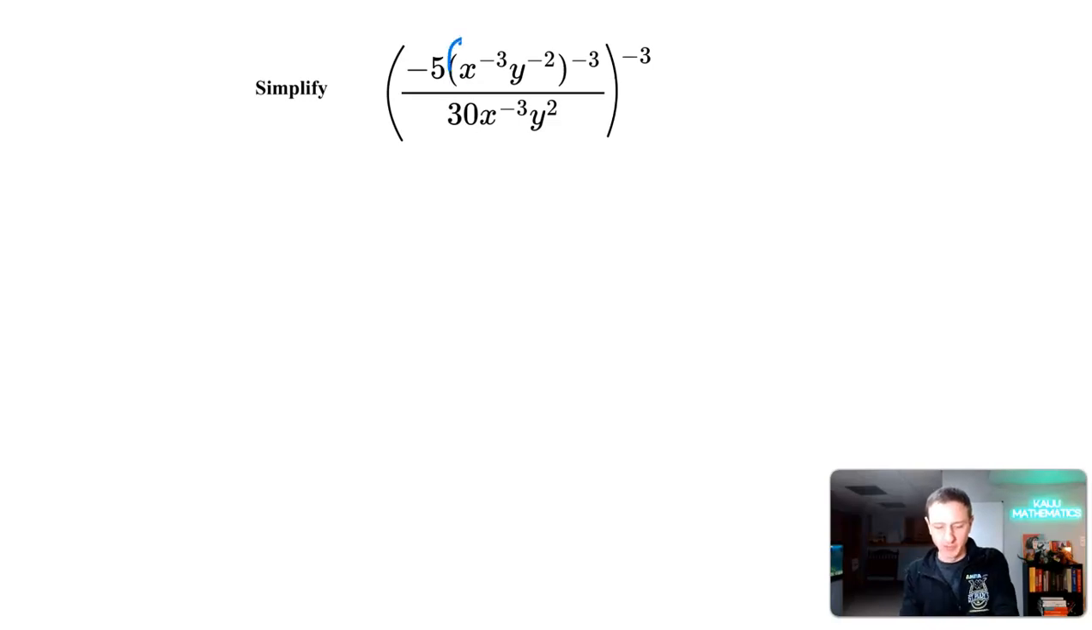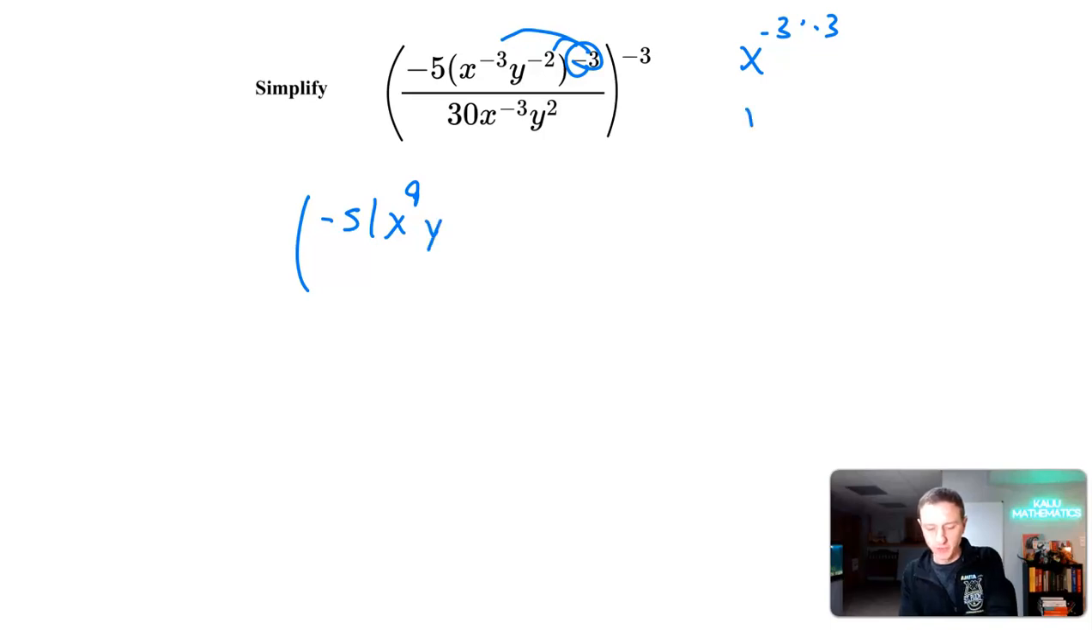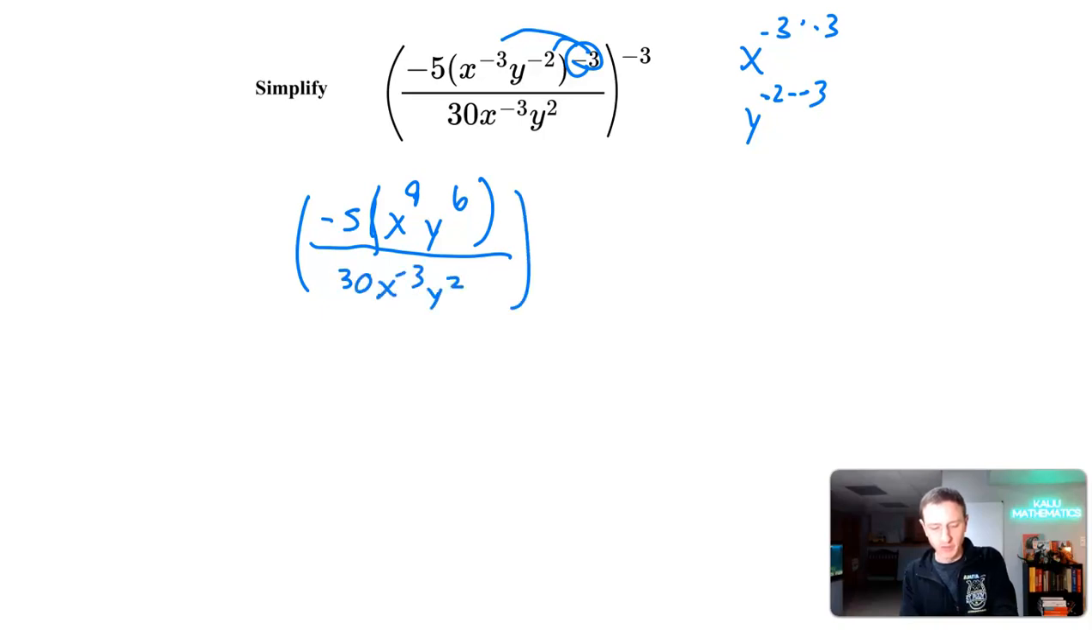So first, I'm addressing this. I see this whole entire parentheses is being raised to this negative exponent, so I'm just going to distribute that. This is going to be x to the negative 3 times negative 3, y to the negative 2 times negative 2. So I'll have negative 5, x to the negative 3 times negative 3, because whenever I am doing a power to a power, I'm multiplying. Negative 3 times negative 3 is a positive 9. y to the negative 2 times negative 3 is positive 6. And that is all over 30x to the negative 3y squared, all being raised to the negative 3.